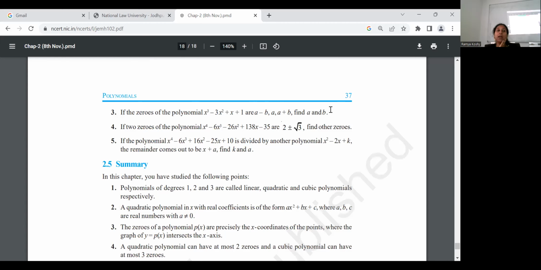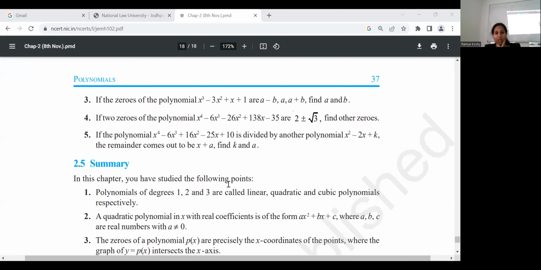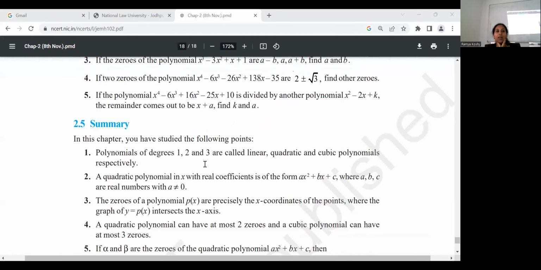It can be done without the knowledge of the zeros relationship, but it becomes very long to do. Without those formulas, it becomes very long. So I don't expect it to come. Okay. Fourth one will use the division algorithm. That is not there. It's deleted. And the fifth one also uses the division algorithm.